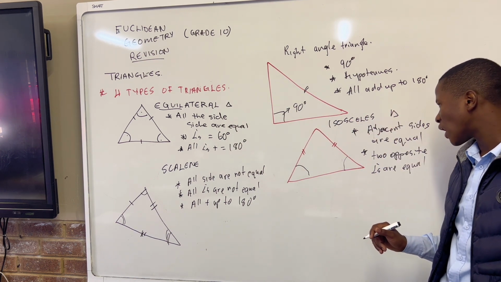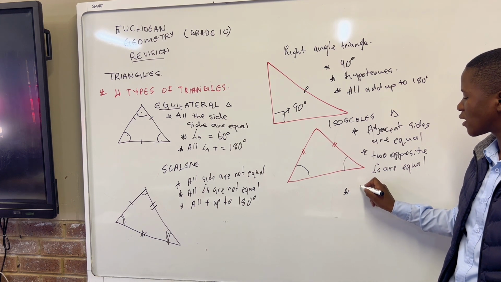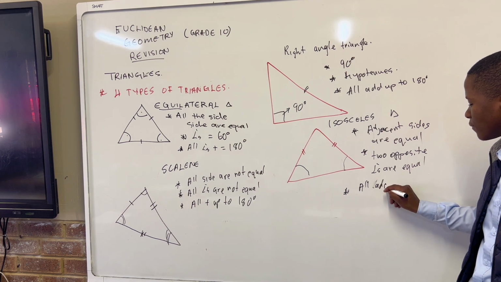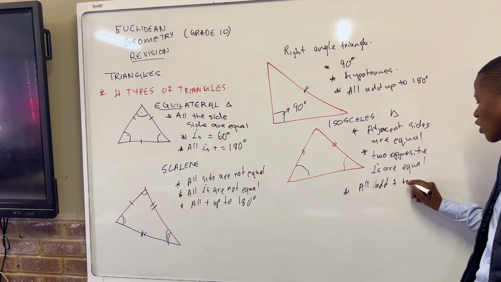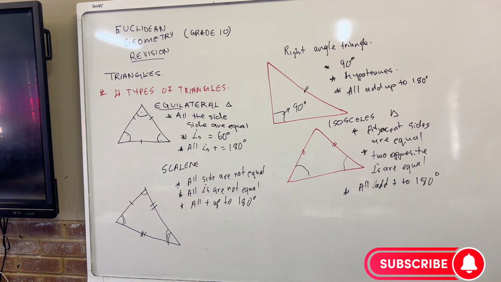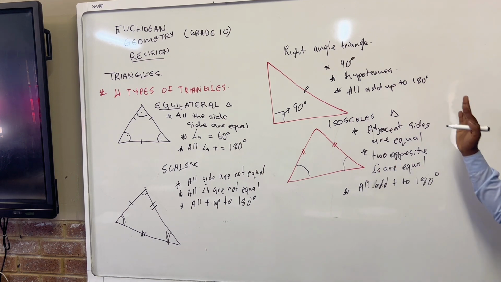But what is common about all these triangles is that they all add up to 180 degrees. So all these particular triangles are going to add up to 180 degrees. So this is when it comes to your four types of triangles.